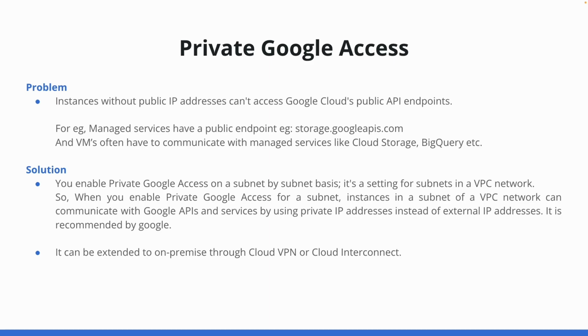To understand the need for private Google Access, let's first understand the problem. The problem is that instances without public IP addresses can't access Google Cloud's public API endpoints. For example, managed services like Google Cloud Storage have a public endpoint like storage.googleapis.com. And more often, these Google Compute Engine VMs need to communicate with managed services like Google Cloud Storage or BigQuery in order to put or get data.